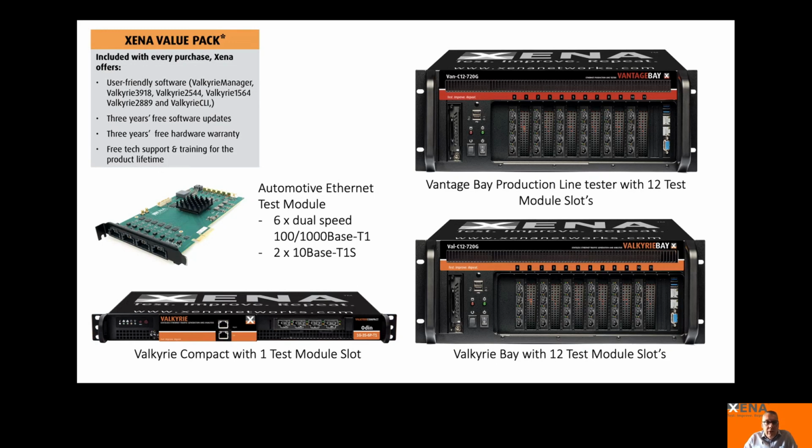Valkyrie always comes with our value pack, meaning all software is included and no thinking about options. You have 3 years of free warranty, 3 years of software updates, and also very important, you get product lifetime tech support and training. So you don't have to buy this additionally. And the only software you probably have to buy separately is our Vantage execution, because that is designed on a customer basis. So each customer has a different test execution within Vantage because it's fully automated.